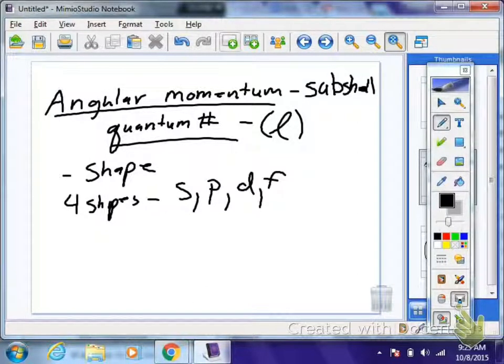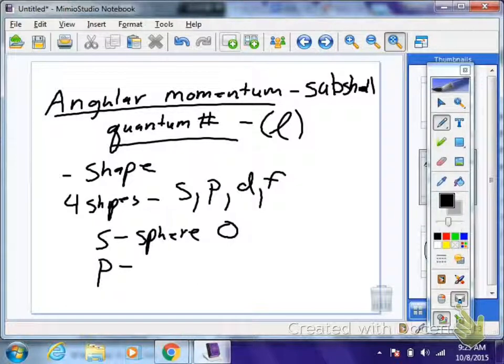So we have 4 shapes, and the first shape is an S, and it's a sphere. Right? So, like this balloon, that is an S shape. That's where the electron is going to spend most of its time, within this part of the balloon. Right? So that's where the electrons are located. Any questions you have on that? Okay? That is the first shape. It's a sphere shape. Then the next one is a P shape.